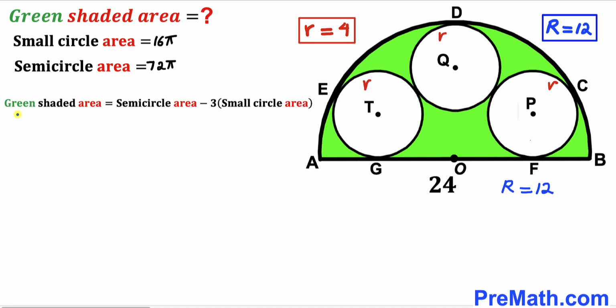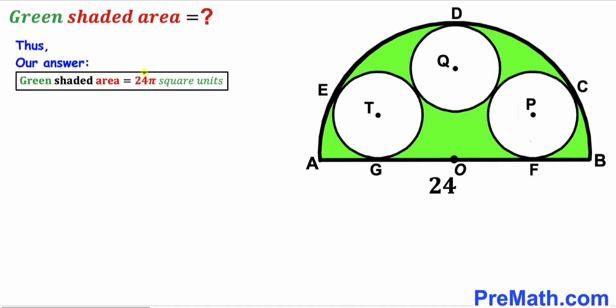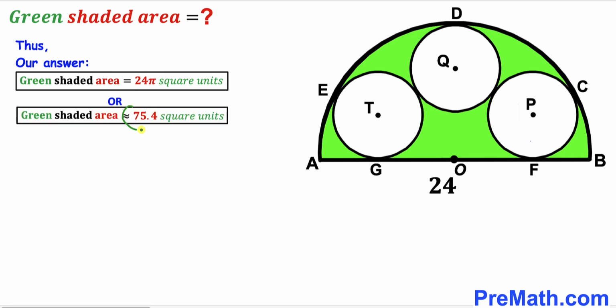And here's our final step. Now we are going to calculate the green shaded area. We already figured out our semicircle area as 72 pi, whereas the area of the small circle is 16 times pi. Let's fill in the blanks. I'm going to write down 72 pi minus 3 times 16 pi. If we subtract, that gives us 24 times pi. So the green shaded area turns out to be 24 times pi square units, which is approximately equal to 75.4 square units as well. And that's our final answer.